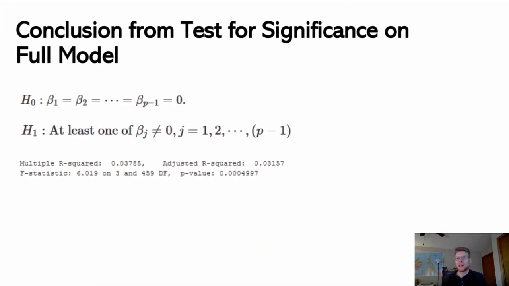So we already did this, but let's make a formal conclusion here on the significance of this full model. Our p-value is quite low, so I would say we have, or actually, let me start with our standard language. I'm going to say we reject the null hypothesis, and then I'll add some context here.